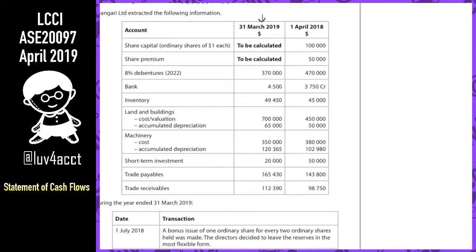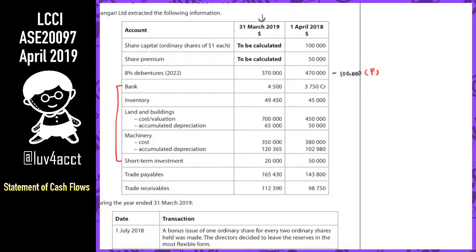Share capital, we don't know how much. Share premium, and then 8% debentures. We have a reduction of 100,000, a repayment, so it goes to the financing activities, negative. And then bank and short-term investment. Be careful because short-term investment is also part of the cash and cash equivalent.